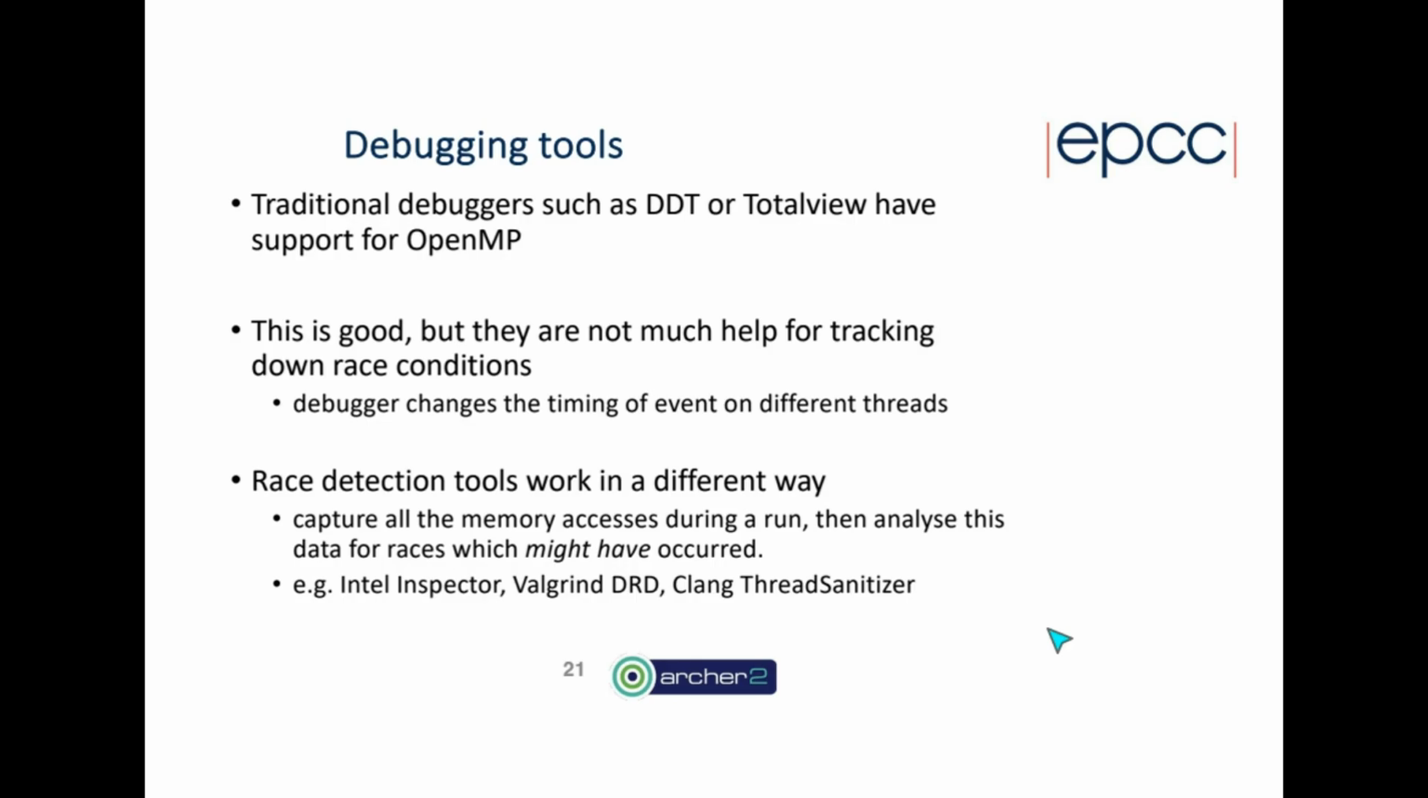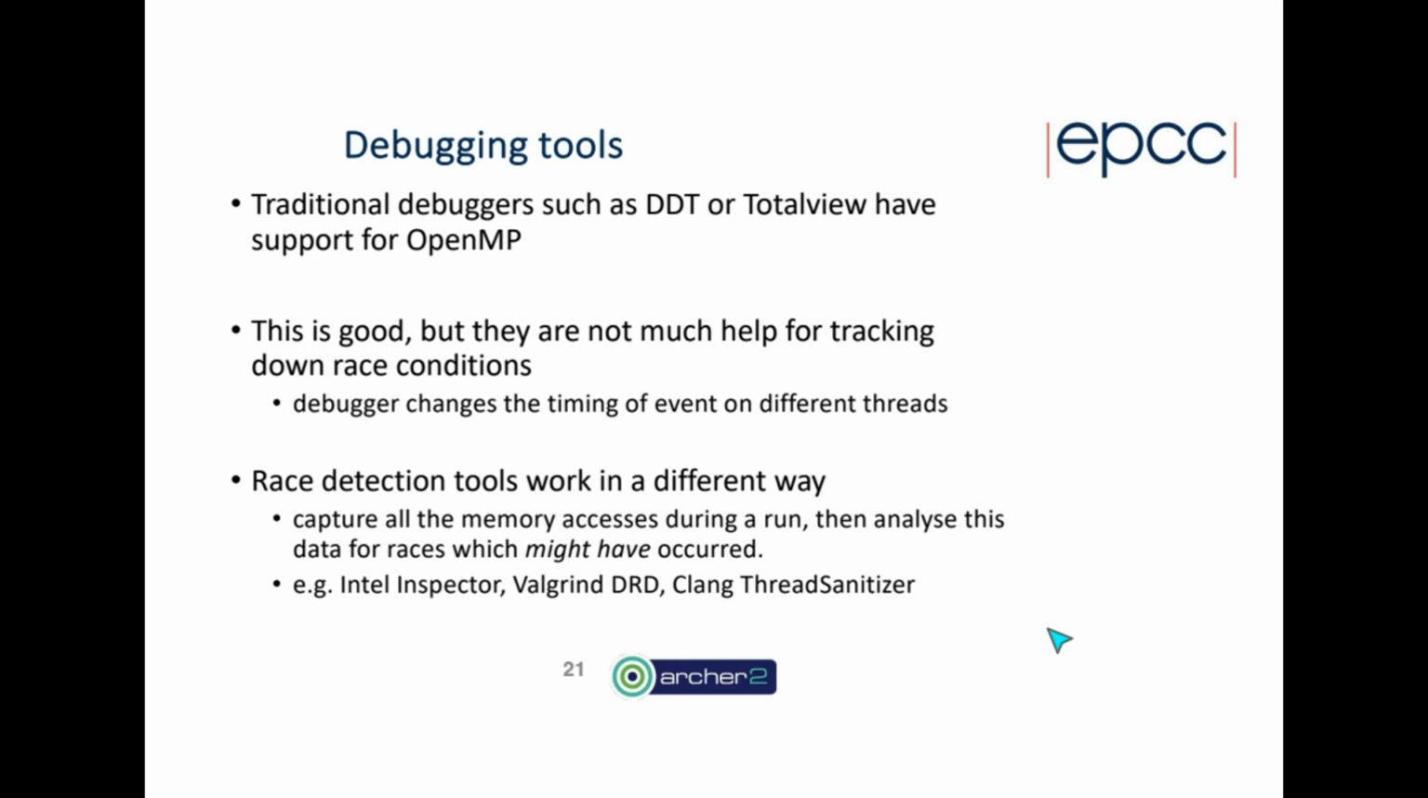So it's very possible that you've got a race condition, and you get wrong and non-deterministic answers from your program. You run it under a debugger, and the race condition goes away because it's forcing some ordering of execution between the threads.